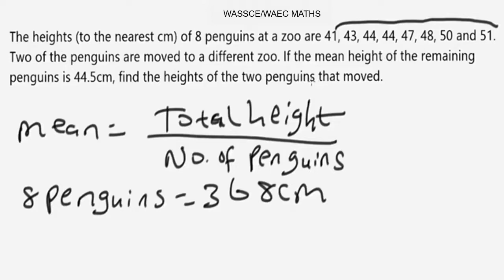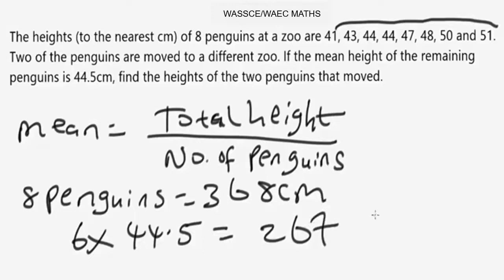Alright, now the total height of the remaining 6 penguins. Alright, remember the question says 2 of the penguins have moved to a different zoo. Now it will remain 6 penguins. Alright, now the total height of the remaining 6 penguins when 2 must have moved. To get it, we are going to multiply that number 6 by the mean height of the remaining penguins in the question, which is 44.5. Alright, so when you punch this in the calculator, you have it to be 267 cm.